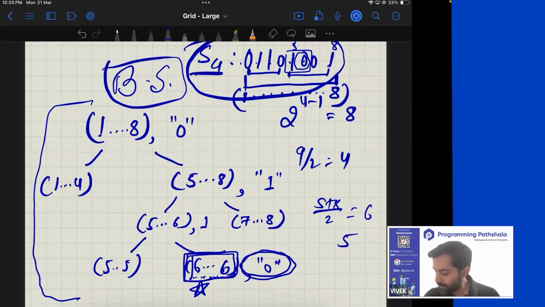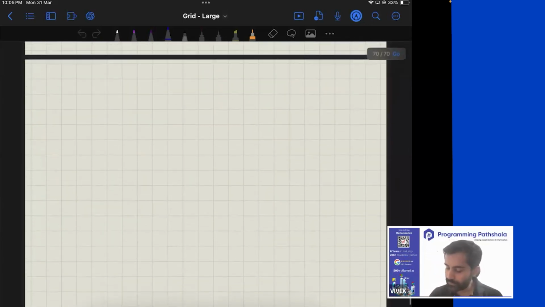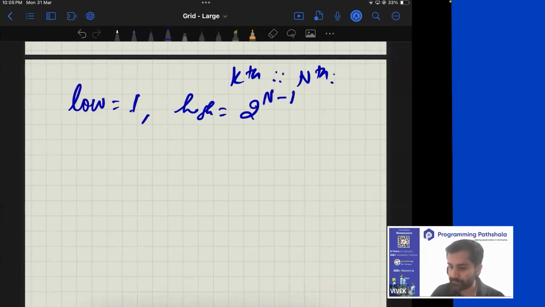So yeah, let's quickly write the code for this. The code will be super easy. So you want the kth character of the nth string, right? Let's set our low and high. Yeah, I'll share the link of the question with you. Don't worry about that. What will be low? 1. What will be high? 2 raised to the power n minus 1.